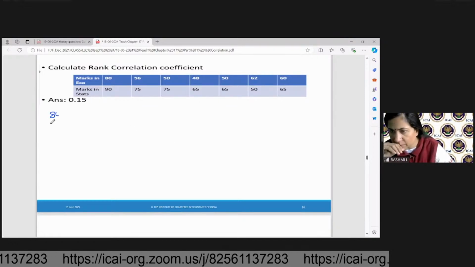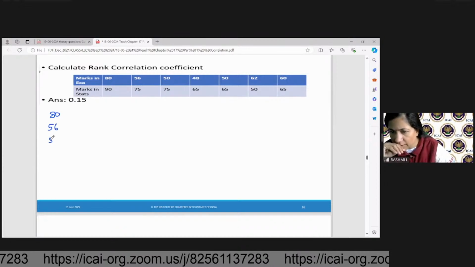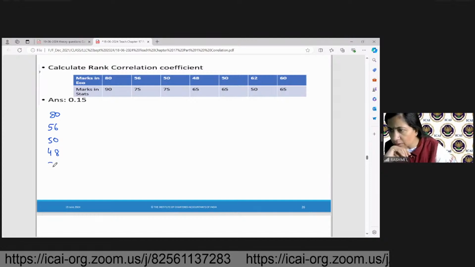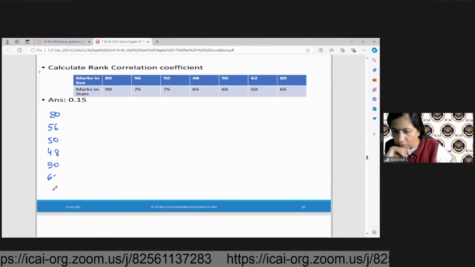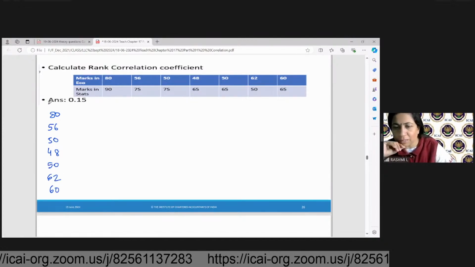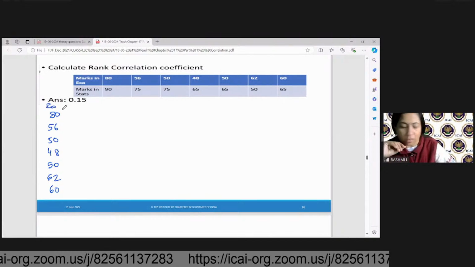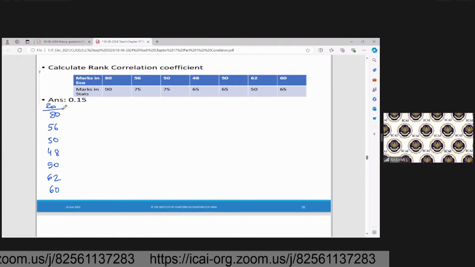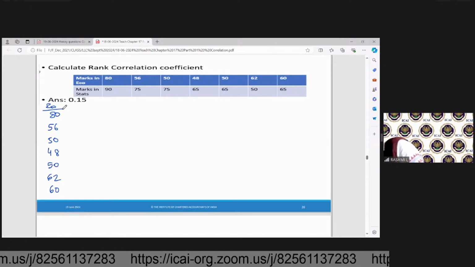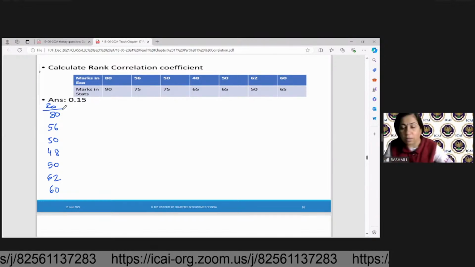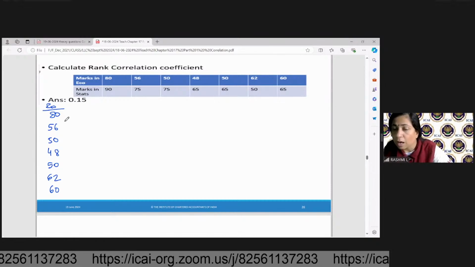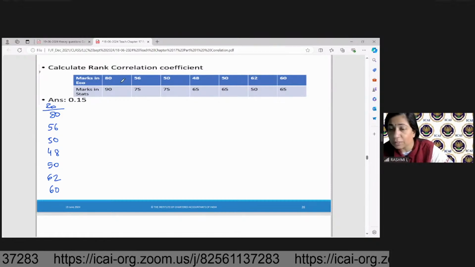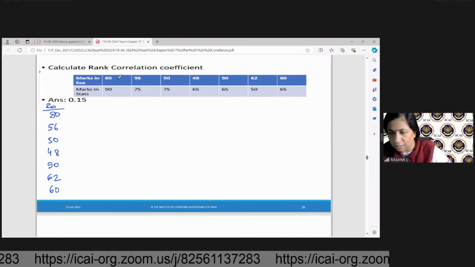Okay, so 80, 56, 50, 48, 50, 62, 60. Okay, this is marks in eco. Now what I will do is first see which is the highest marks. Before that I'll count how many numbers are there, how many pairs are there.